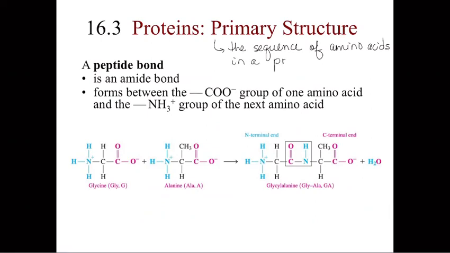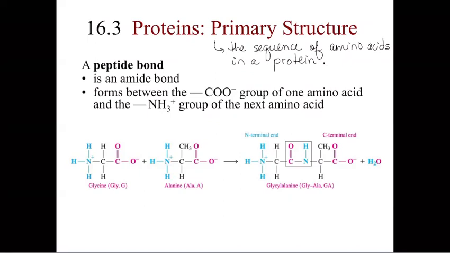in a protein actually come together to form an amide bond, okay? So an amidation reaction happens inside the cell, okay? When you have 2 amino acids that are coming together to synthesize this protein, okay?